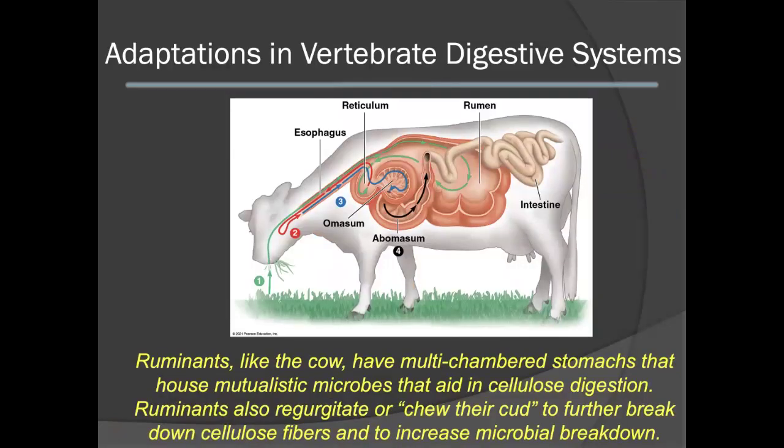Ruminant animals, like the cow, have multi-chambered stomachs. The stomach also houses mutualistic microbes to help aid in cellulose digestion. Ruminants will also typically regurgitate or chew their cud. This means that the food material will be recycled in between all of the chambers of the stomach. This will help to further break down the cellulose fibers and to also increase the microbial breakdown of the food particles.